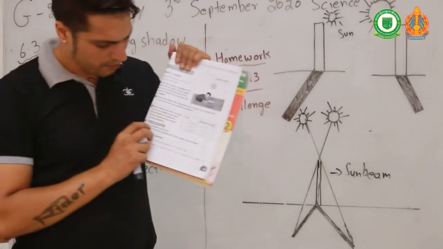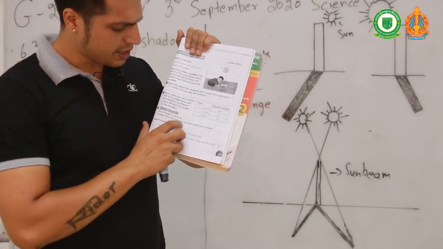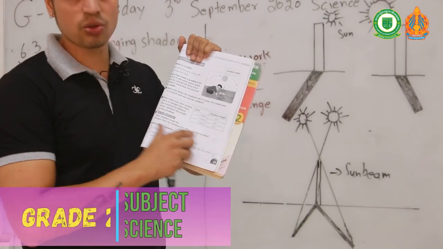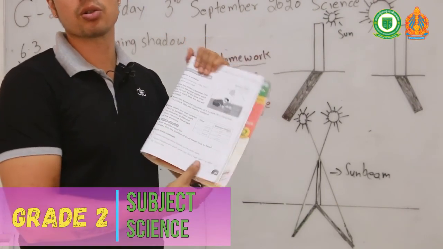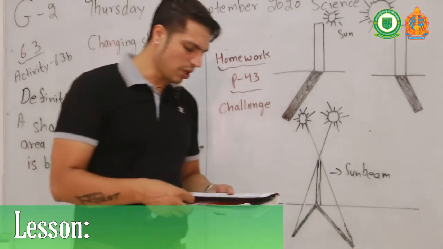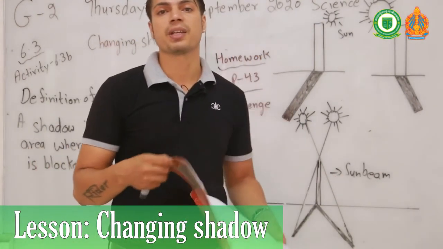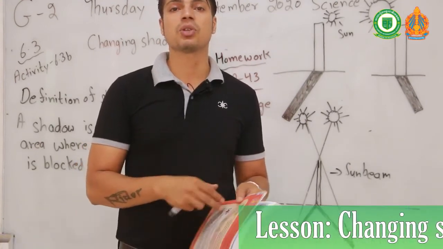Next question: your shadow could be longer than the shadow of a tall tower. True or false? You need to say true or false. Your shadow could be longer than the shadow of a tall tower. True or false?